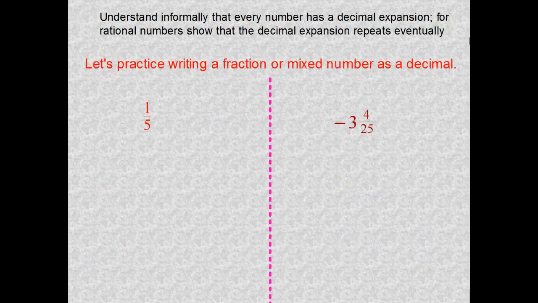All right, moving along according to the standard. Again, my job is to just make sure that you understand all those fancy words that they're using. Up on the top here in black writing, it says, understand informally that every number has a decimal expansion. For rational numbers, show that the decimal expansion repeats eventually.